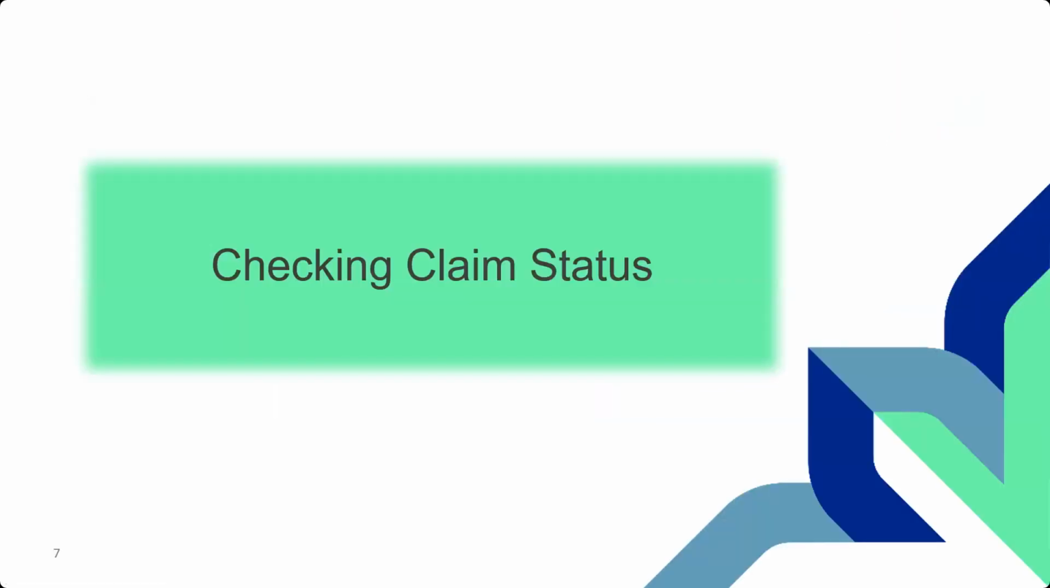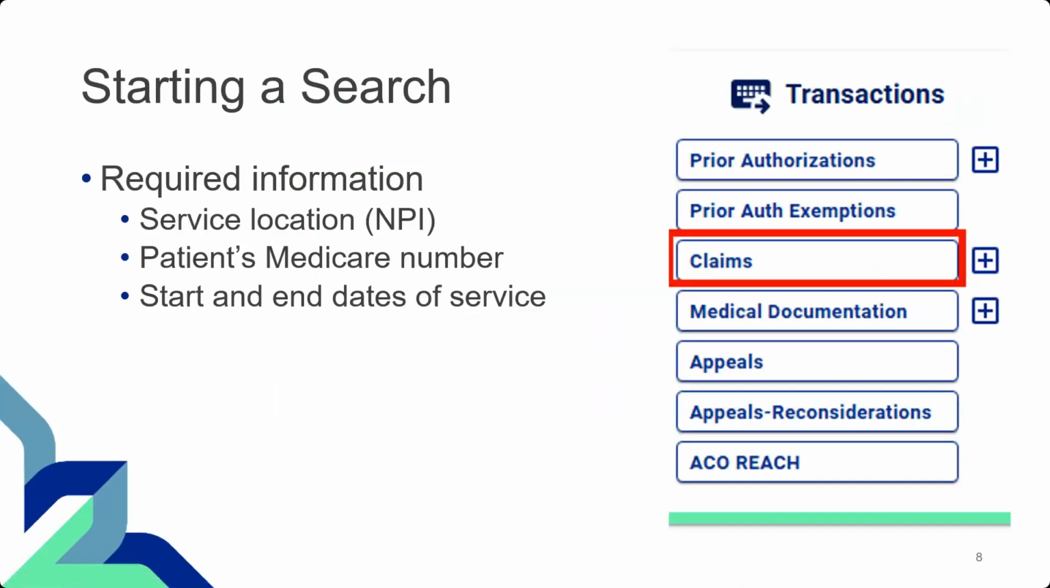So we're going to begin with checking claim status. Now, the claim search function allows users to check the status of pending and processed claims. It's also the starting point for other claim functions that we will be covering today. To start a search, you're going to select the button labeled Claims.